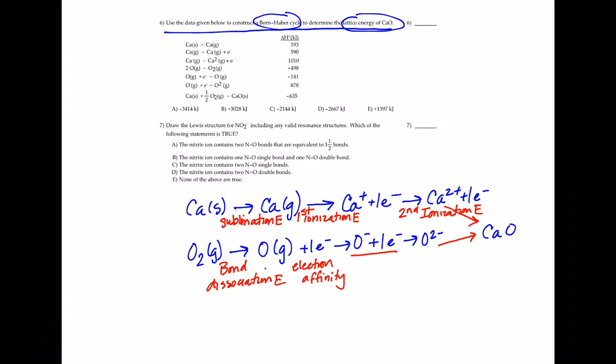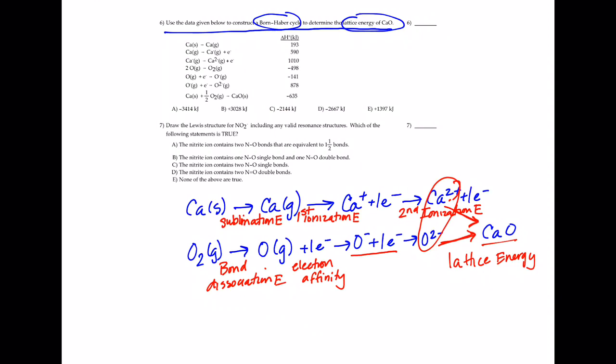Okay, and then when I take my 2 ions and I make them into a compound here, that is called the lattice energy. Now the way these all work together is that each one of these energies is something that we can look up or find, but they all add up to be the delta H of formation.